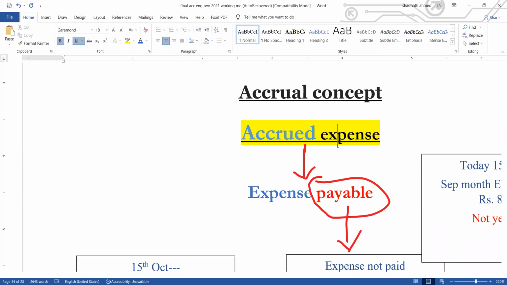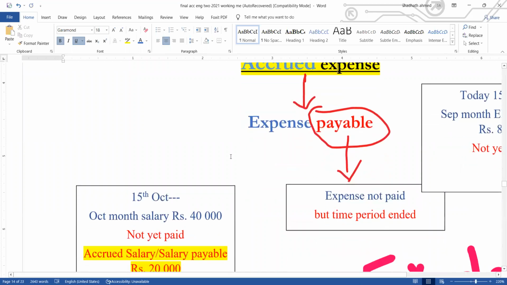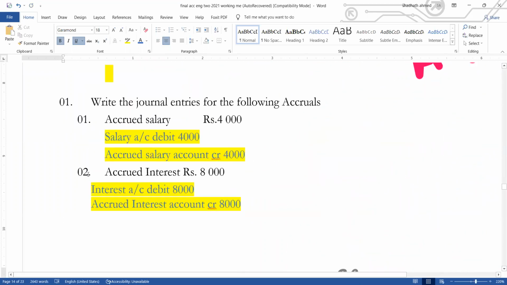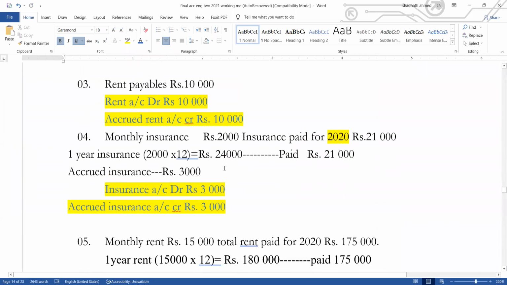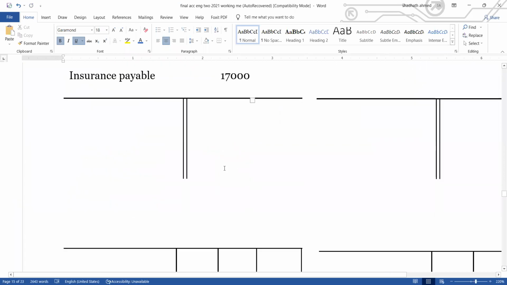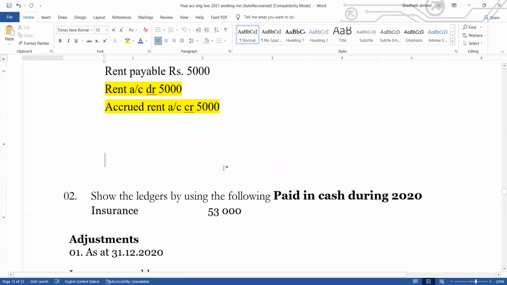What is a concept? In accounts, we have concepts, general rules and regulations which we have to follow. Accrual concept is one of the rules. It says accrued expense is to be recorded in accounts. So even though it is not paid yet, we have to record it. That's what we are recording in all these sums: salary debit, accrued salary account credit. So we did all these sums. Now we have some more questions to come. We will see in the next class.